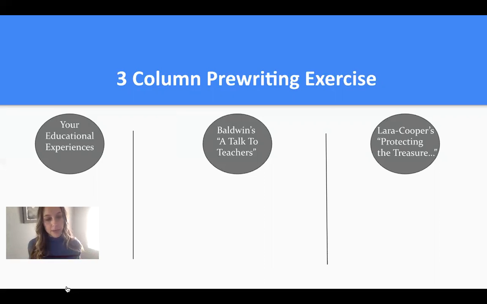So you could take a piece of paper, and you may have done this in the past, and divide it into three sections. One that's your educational experience, one that's the Baldwin piece, A Talk to Teachers, and then one's the Laura Cooper piece. And there's a couple different ways, but right now you're just pulling out some similarities that stood out to you, your own experiences, or some similarities that you noted in both of the readings, maybe some differences, maybe just key moments that are resonating with you.